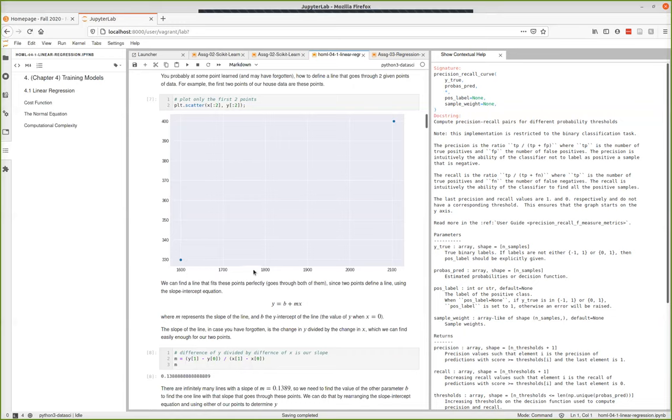Or if it makes it easier, you can multiply that by 100. So for every change of 100 square feet, the price changes by 13. Actually, these are in thousands of dollars here. So by $13,000 is what the slope is telling you here, right?